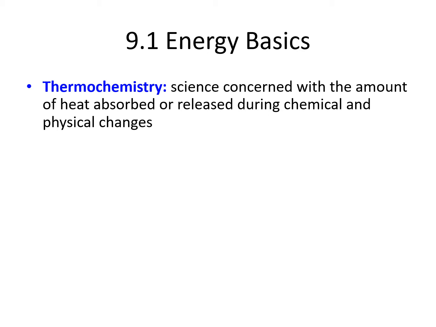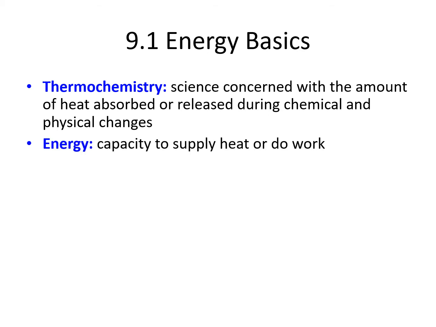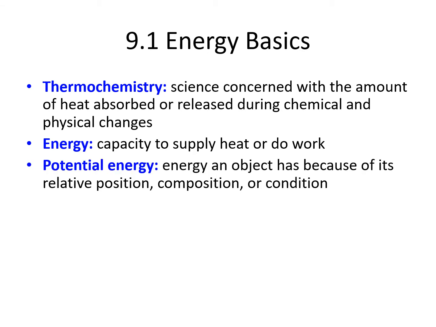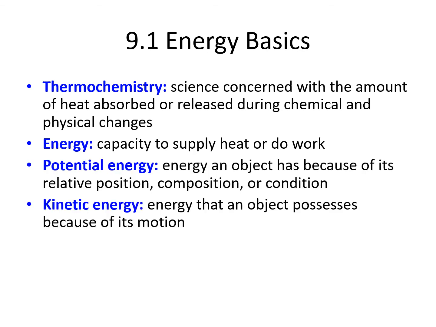Energy is the capacity to supply heat or do work. We're going to look at an equation a little bit later in this chapter that has heat and work as variables in it, and both of those are just different forms of energy. There are two main types of energy, potential energy and kinetic energy. Potential energy is the energy that an object has based on its position, composition, or condition. In other words, where it is, what it's made up of, and what the circumstances are surrounding it.